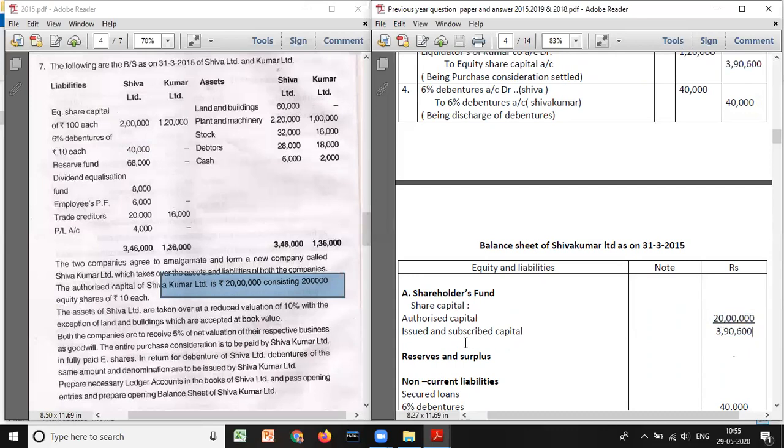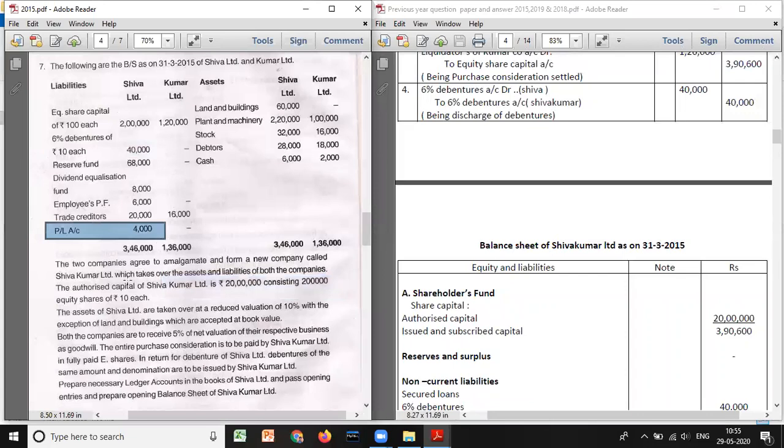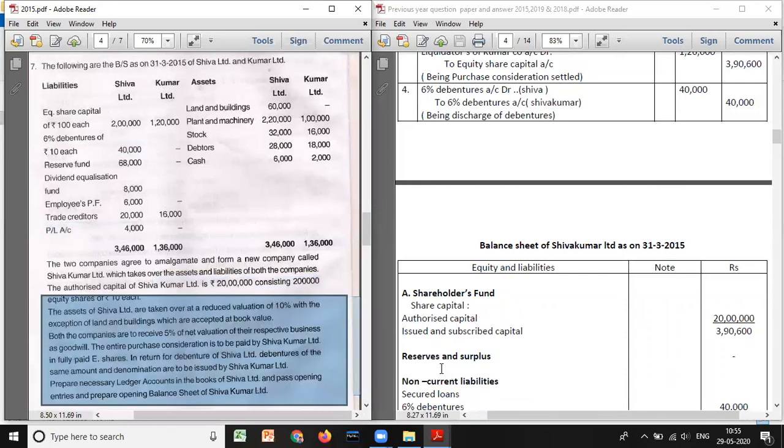I told you reserves and surplus should not be shown. So you should not show reserve fund, you should not show dividend equalization fund, you should not show P&L account. But under the purchase method, if any statutory reserves are to be maintained in the adjustment, then we have to show them here. They have not given any statutory reserve, so ignore.